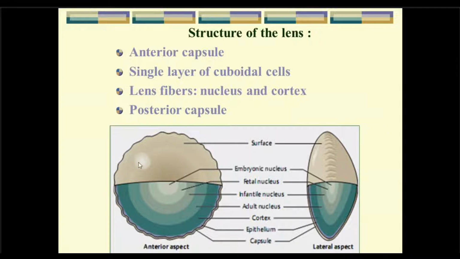Anatomical structure of the lens: anterior capsule, single layer of cuboidal cells, lens fibers, nucleus and cortex, and posterior capsule. Knowing all the structures is very important for lens surgery. We will speak about this surgery a bit later.